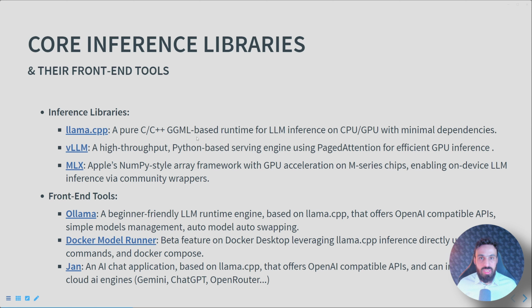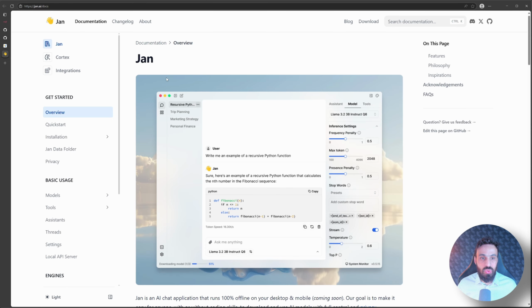The final solution that I will talk about but will not cover during today's video is Jan. It is an AI chat application based on llama.cpp again, and it can integrate with both local engines or cloud-based solutions like Gemini, OpenRouter, ChatGPT, etc. It is a very simple solution, very straightforward one. Give it a try if you don't want to mess around with CLIs.